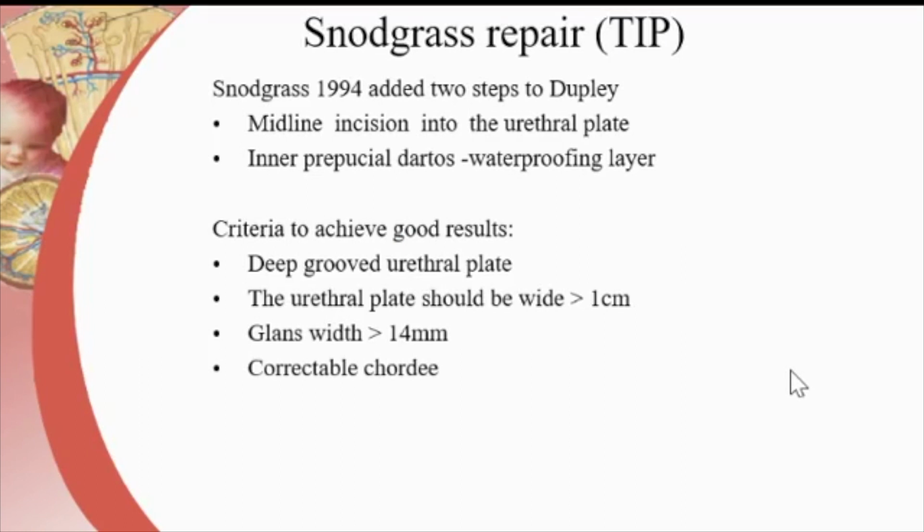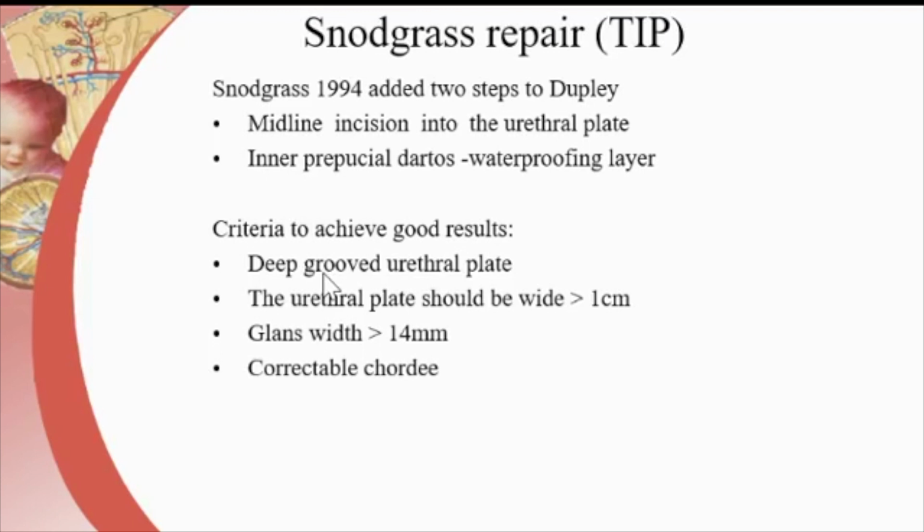Snodgrass repair, also known as tip repair, tubularized incised plate urethroplasty, is nothing but 2 steps added to the original Thiersch-Duplay. So Snodgrass in 1994 added 2 steps. He added a midline incision to the urethral plate, and then he added an interpreputial dartos waterproofing layer. He added a midline incision so that the urethral plate becomes wider. For example, if the urethral plate is around 7 millimeter, he makes an incision and then the urethral plate widens, and then it becomes a tension free anastomosis. So that's what he says.